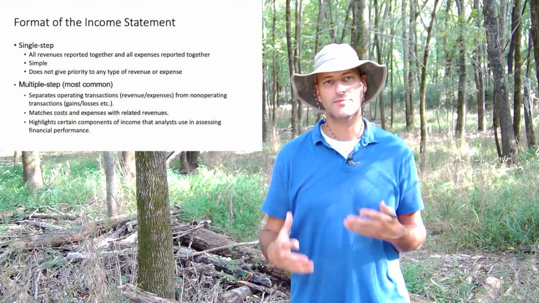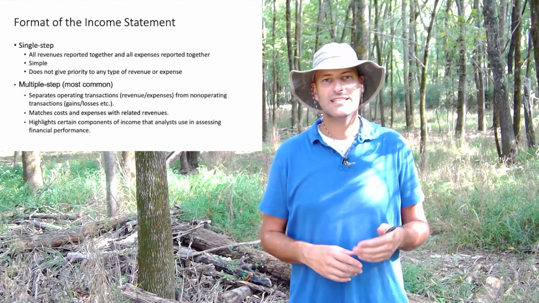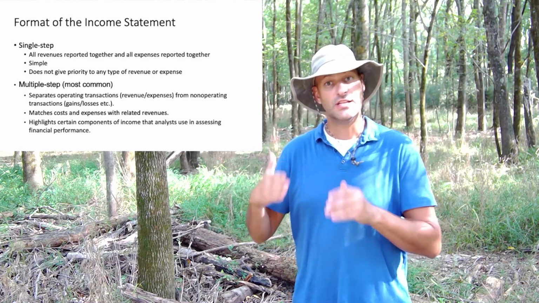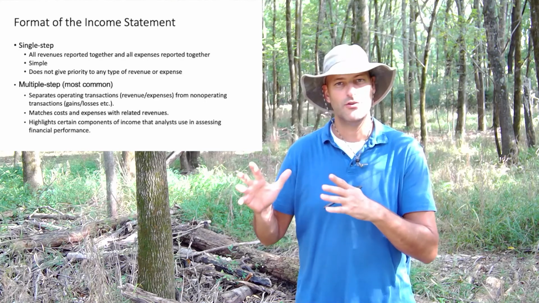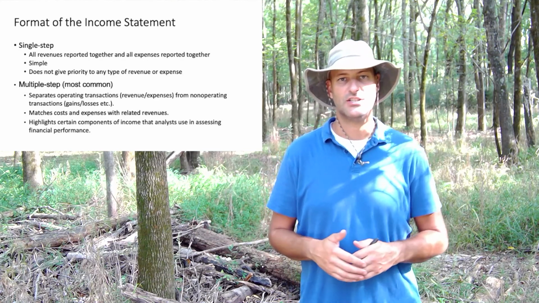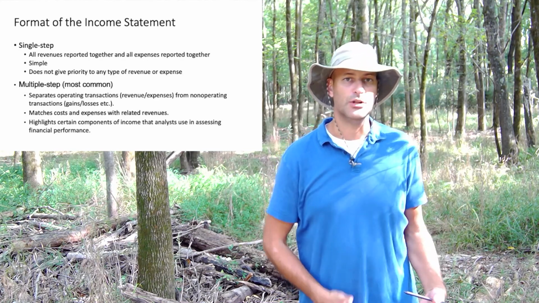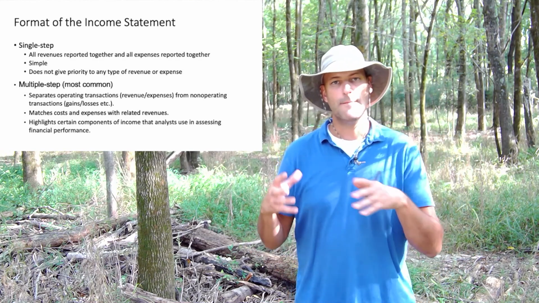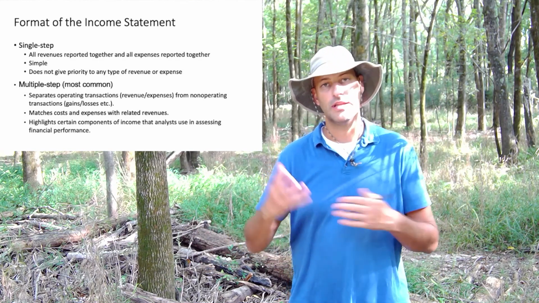So in a multi-step income statement, which is by far the most common, it separates operating transactions like revenues and expenses from non-operating transactions, and then gains and losses separately. What this allows the company to do is match the costs and expenses with the related revenues, so that you end up with a gross profit figure before you have selling and general administrative expenses, and then, let's say, interest revenue, which is not operating revenue, or interest expenses down below.